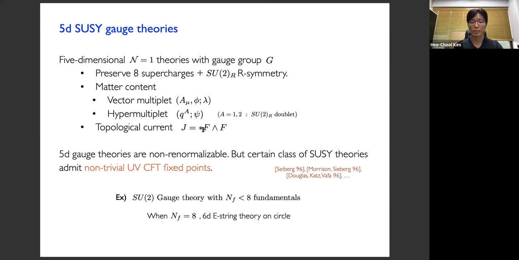And 5D gauge theories are not renormalizable, so they become free theories at low energy. So maybe these theories are trivial theories. However, in '96, Seiberg proposed that actually a certain class of supersymmetric field theories admit a non-trivial UV CFT fixed point. And famous examples are SU(2) gauge theories with fundamental flavors. And actually, this theory was discussed in a seminar talk on Monday. And recently, lots of progress has been made for this kind of non-trivial 5D gauge theories.